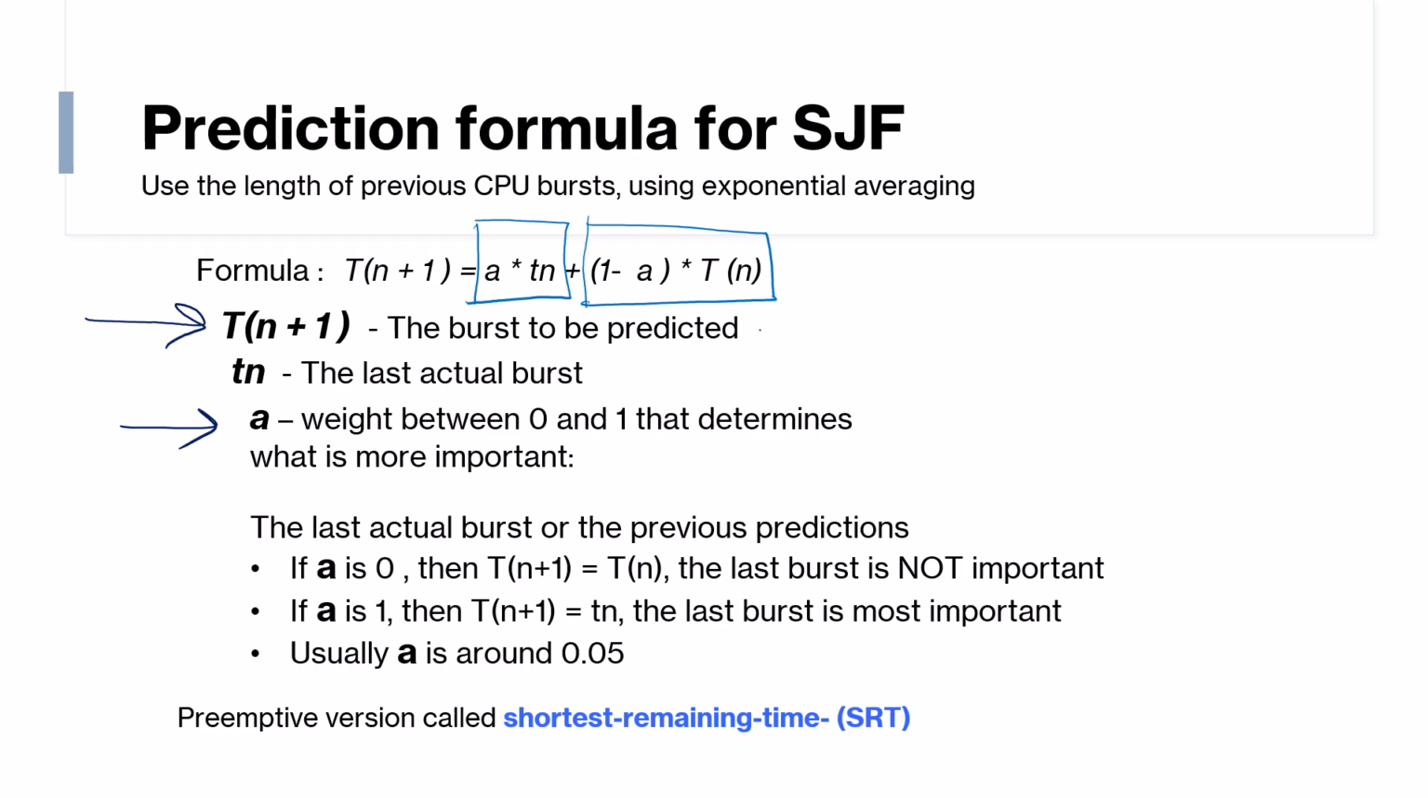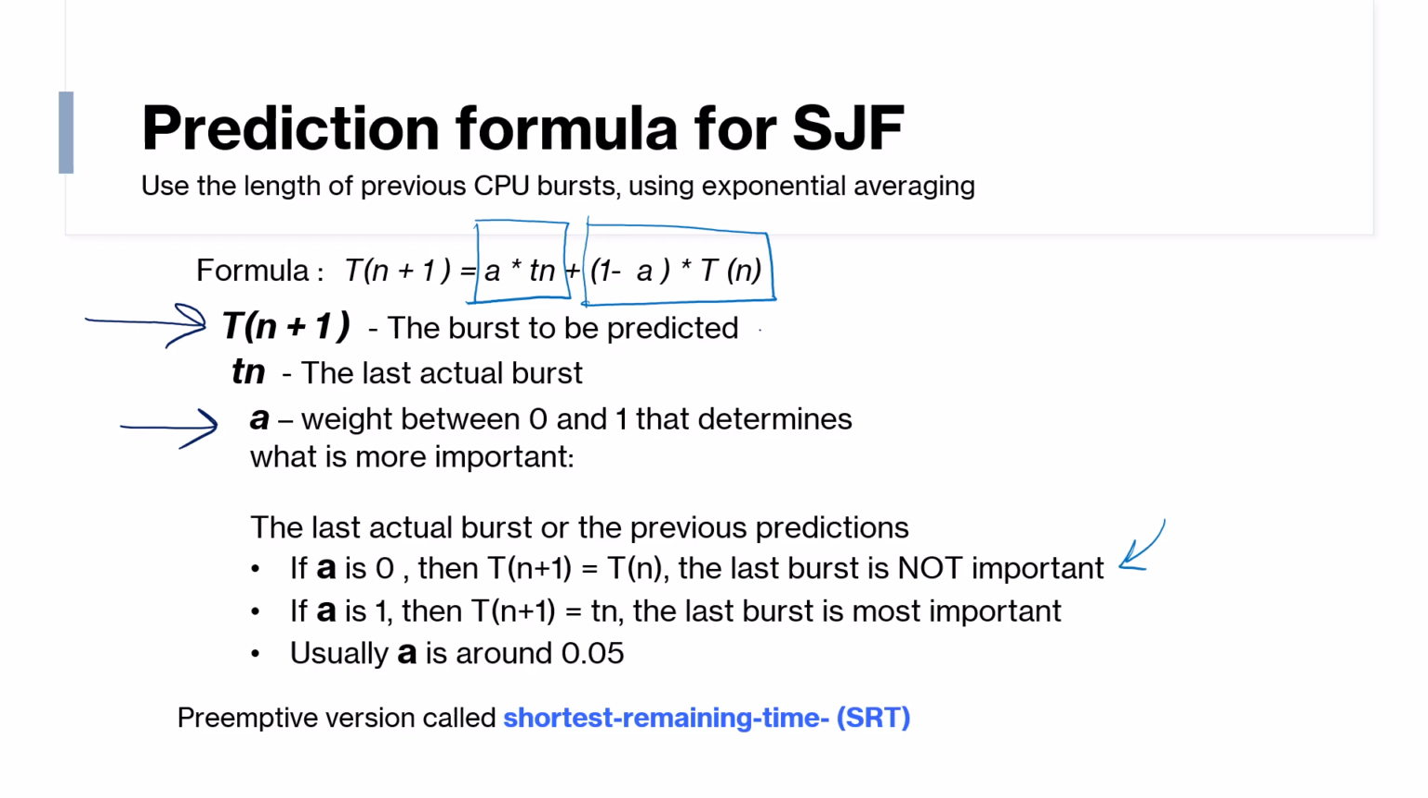So if A is 0, right? If A is 0, then the last burst has no meaning whatsoever. And if A is 1, then the average of all the previous bursts is not important. So if A is 0.5, then it's going to weigh on which one is more important. Closer to 0, the last burst is less important, and closer to 1, the last burst is more important.